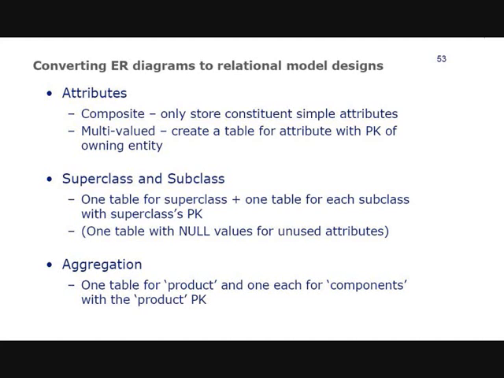If I have superclasses and subclasses, then one table for the superclass, one table for each subclass, and the superclass primary key goes to the subclass, so that we can link them together as a foreign key and as the primary key. And again, if I have aggregation, I end up with one table for the product, one for each of the components, with the product primary key being part of the component, linking both tables together.